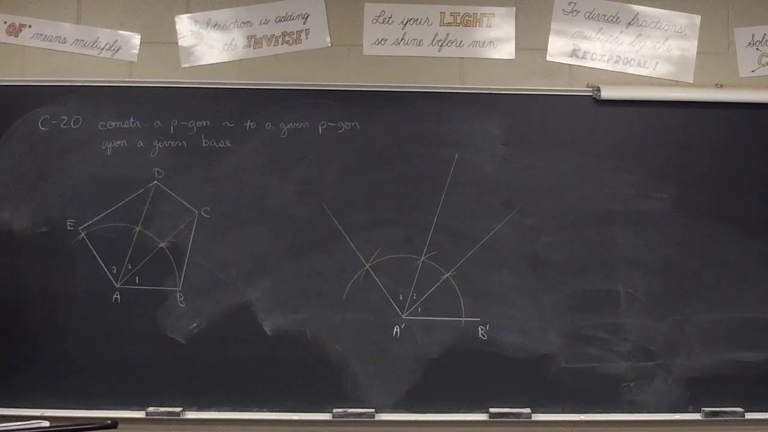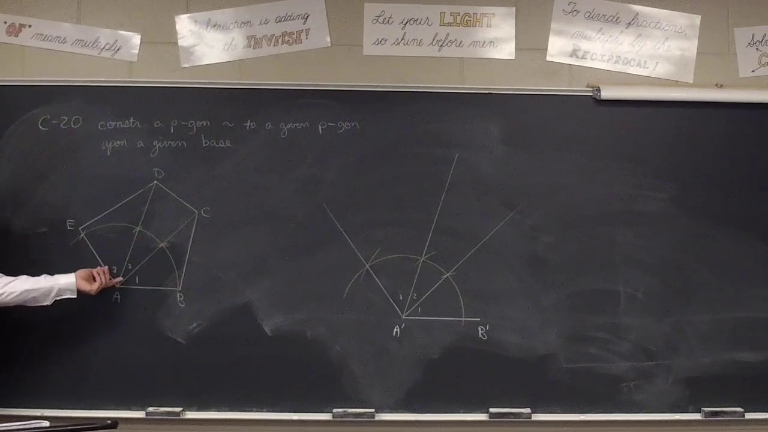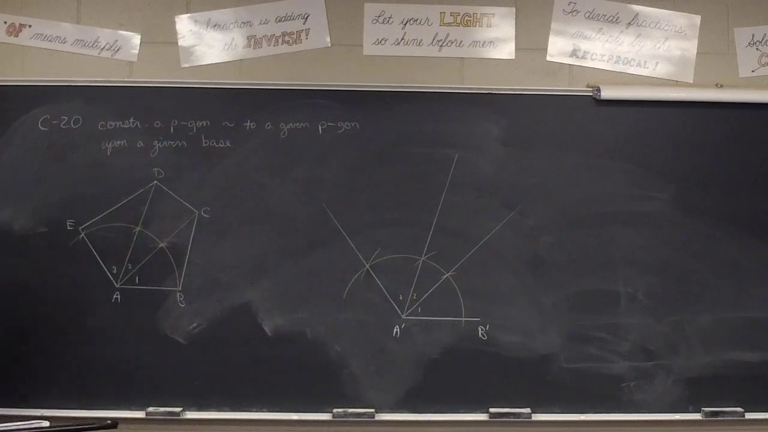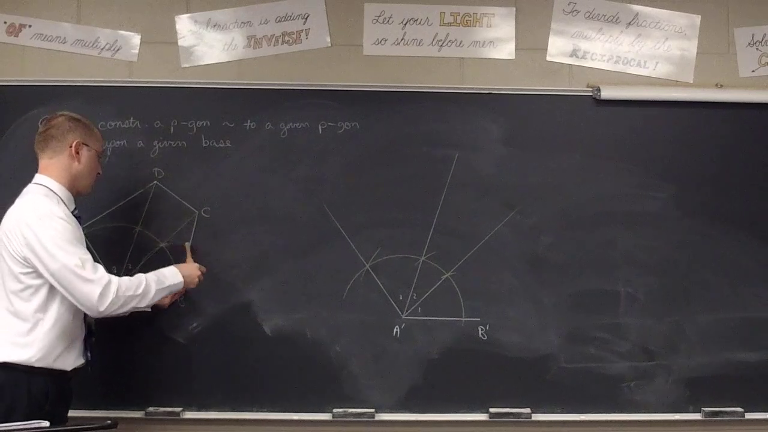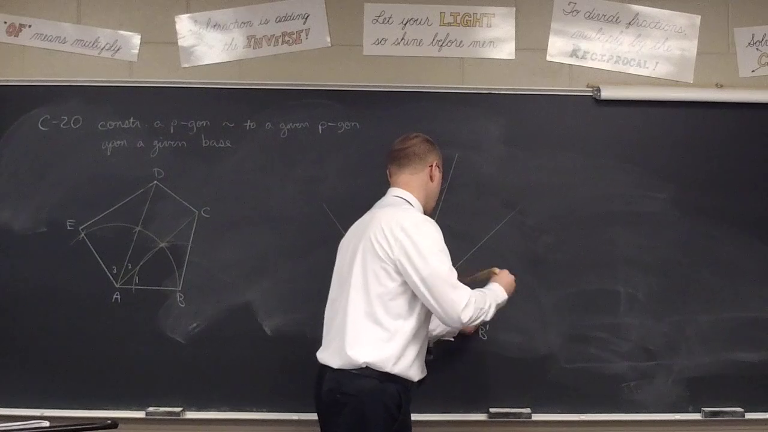All right, so step 1, draw diagonals from one base vertex. This forms several angles, or in this case, a few angles. Number 2, copy the angles. Step number 3, copy the angle at the other base vertex. In our case, this is angle B. We're going to copy angle B. So make the arc.